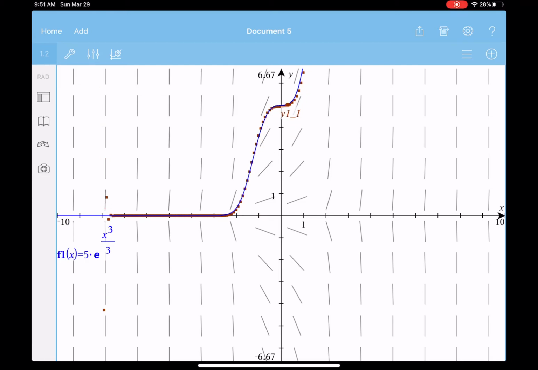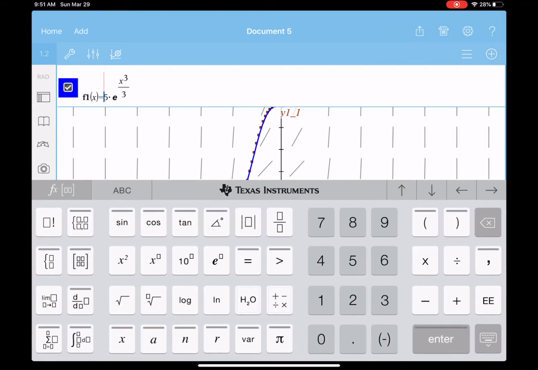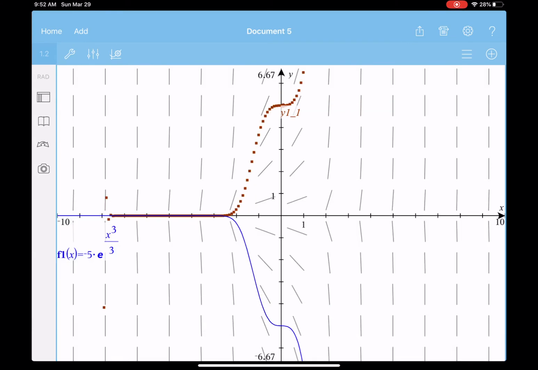So here's something else that I want to try: I want to put that negative in there and see what that does. So let's go back to our history, put our cursor over here, put a negative sign in and then hit enter. And you can see it just flips it upside down. And obviously it's not going to go through our initial condition. So that solution is junk. We would throw it away.